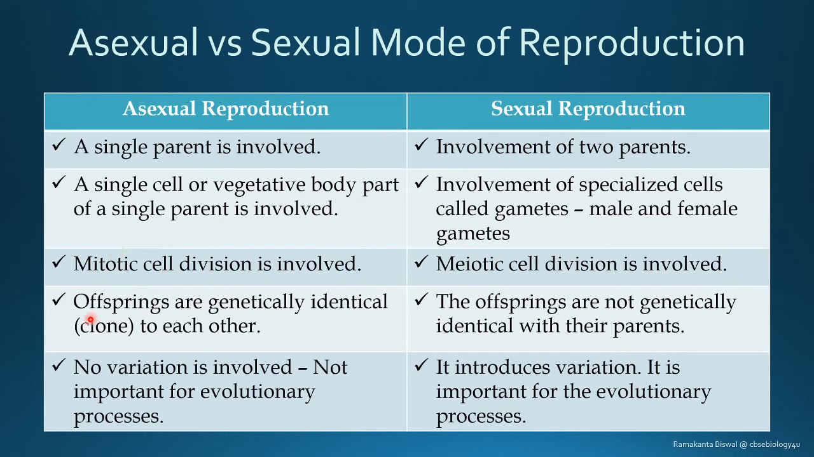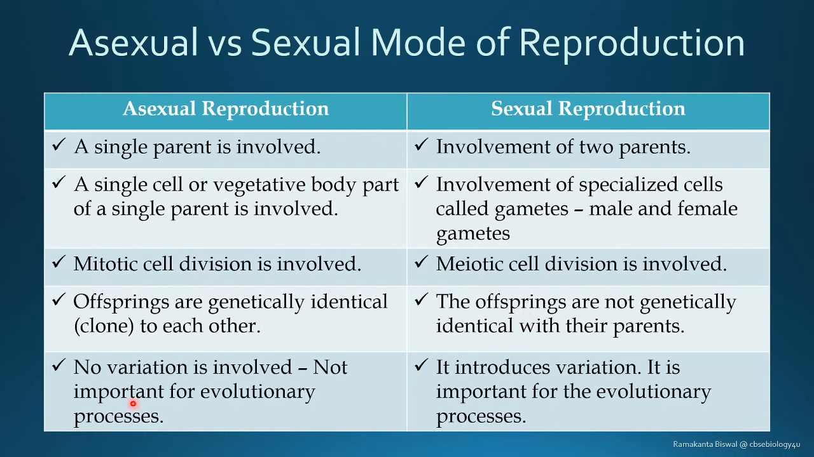Now the next point of difference between sexual and asexual reproduction is that in asexual reproduction, the offspring produced are genetically identical, genetically similar, so we can call them a clone. A clone of what? A clone of the parent organism. So there is no genetic recombination. On the other hand, the offspring in sexual reproduction are not genetically identical with their parents. There are differences at the genetic level, not at the morphological level, mainly because we have the exchange of genetic materials.